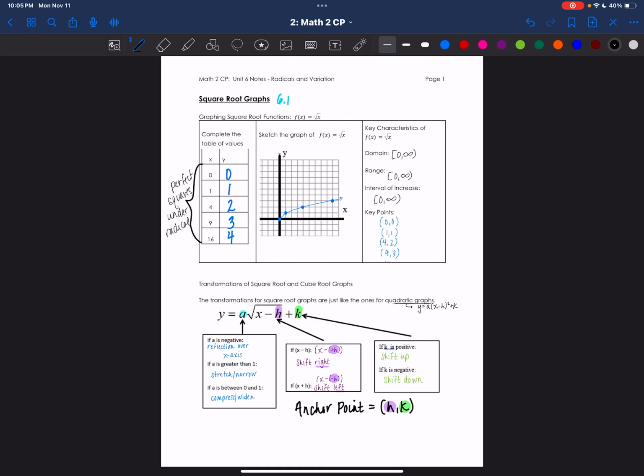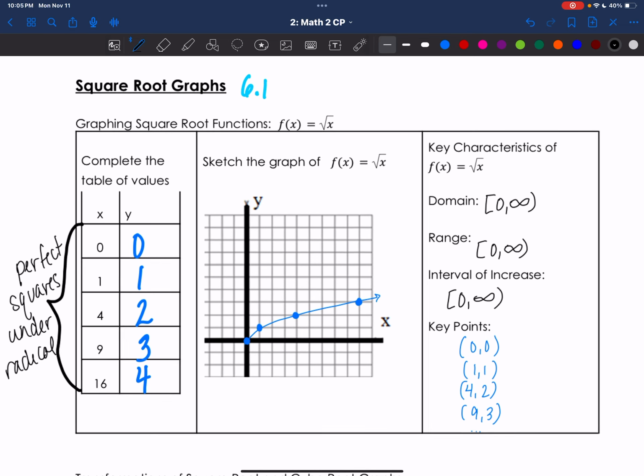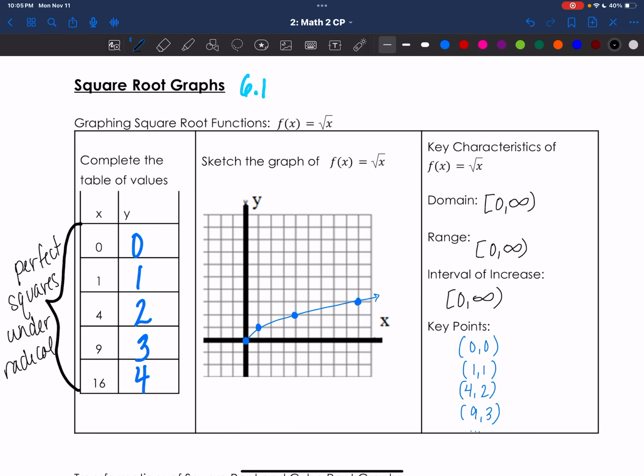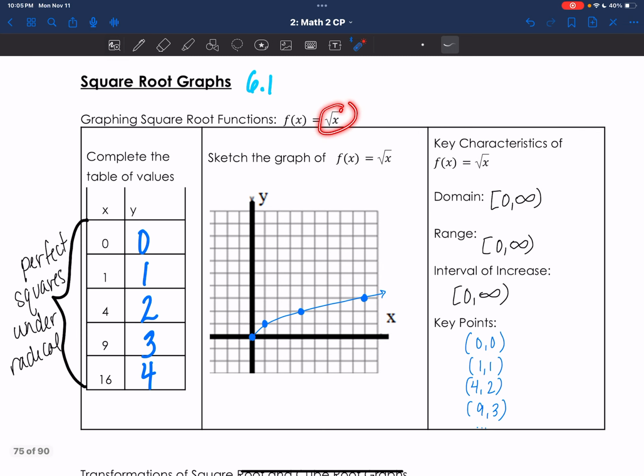Today what we're going to be talking about are square root graphs. So let's get started. When you are graphing a square root function, right here you can see we're going to graph this function f of x equals the square root of x. We're going to sketch it, but there are some important numbers you want to use. Since you have a radical here, you want to try to get perfect squares.